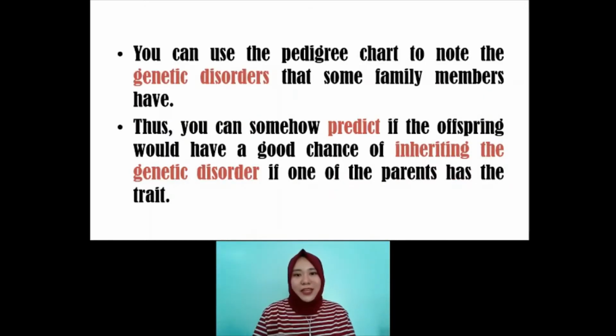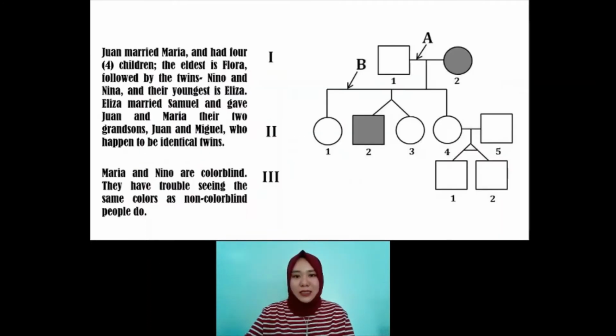You can use the pedigree chart again to note the genetic disorders that some family members have. Thus you can somehow predict if the offspring would have a good chance of inheriting the genetic disorder if one of the parents has the trait. Okay, so this is an example of a pedigree chart with its sample problem.